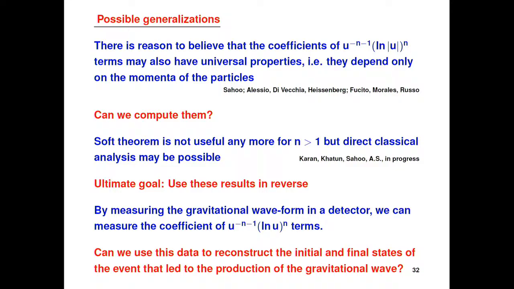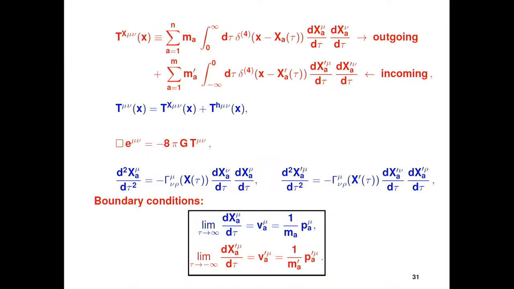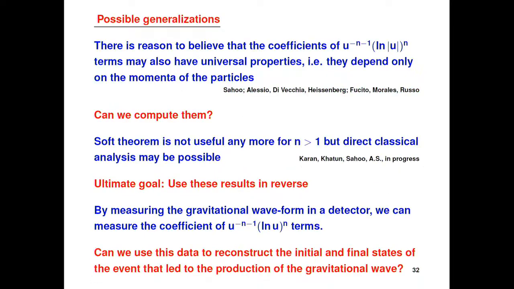So in this case we can no longer rely on soft theorem. Soft theorem was very useful to get the answer, but we cannot rely on it because soft theorem extends only up to the first subleading order. But direct classical analysis may be possible. What I described earlier, we can just repeat this one more time, iterate it one more time to get the next order term, and you can repeat it once more to get the next order term. So this may be possible, we do not know yet, this is still work in progress.